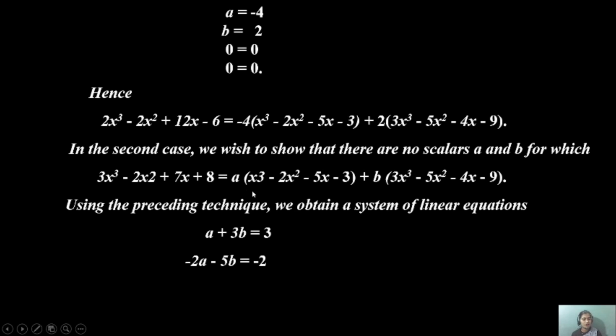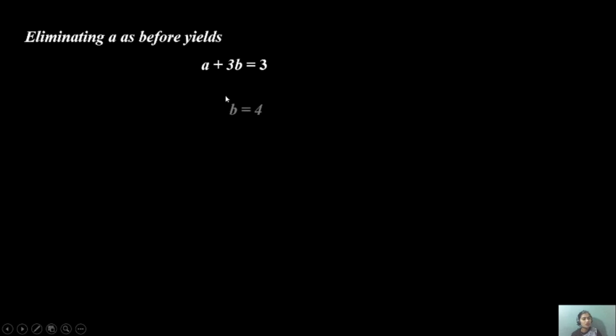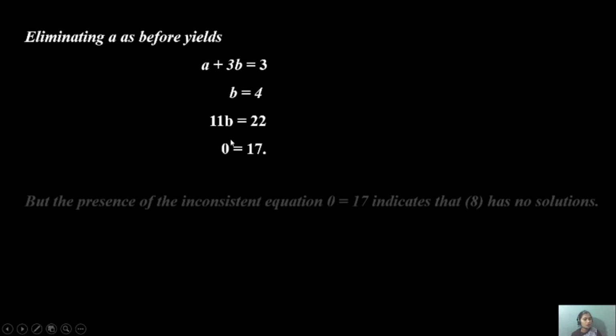For getting the second equation, 3a plus 3b x cubed is common. Okay, this first value is 3, the second value is the same, expanding to the form and generating the value, and the third value will also be obtained from this equation. How do we solve this value? Eliminating a as before yields a plus 3b equals 3, then we get b equals 4. If a equals 1, then the equation gives b equals 4. Okay, then 11b equals 22, same as solving.